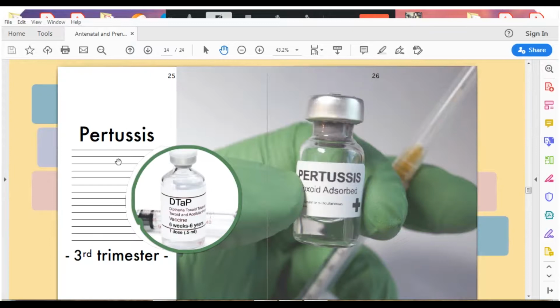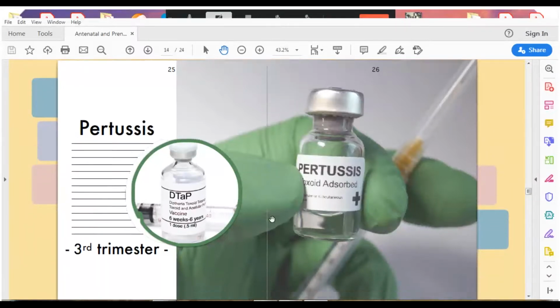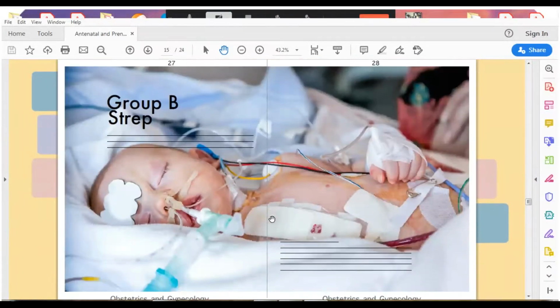Now, pertussis. This is a vaccination usually given to the mom to prevent the kid from suffering from whooping cough. It is usually given in the third trimester and is usually part of the DTP: diphtheria, tetanus, and pertussis. Pertussis should be given to moms in the third trimester to prevent whooping cough in the kid, because after the mom takes the pertussis vaccination, she can pass the immunity to the fetus before he's delivered. Let's continue. Group B strep, GBS.